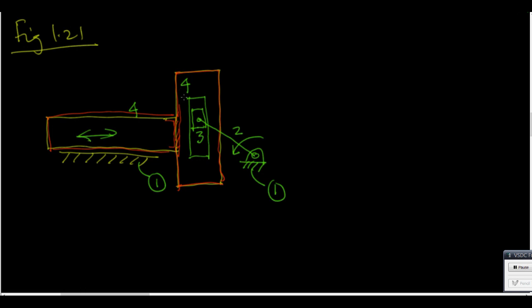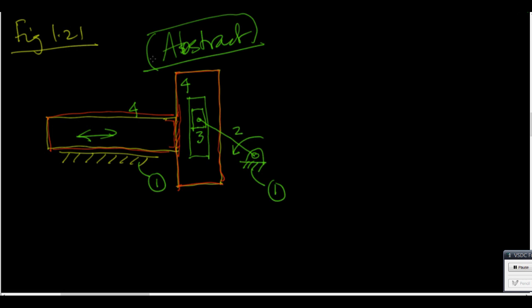Relative to body 4, 3 can only move like this. Relative to 3, 2 can only move by rotation. Relative to 1, also 2 can only move by rotation. And the rotation of 2 causes sliding of 3, and the sliding of 3 causes movement of 4. You look at this, this is an abstract mechanism. It is not clear to you what its utility is.